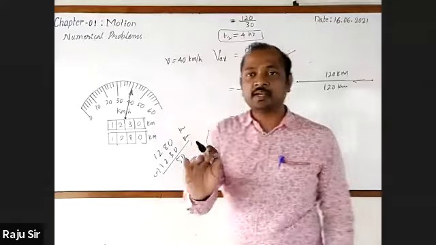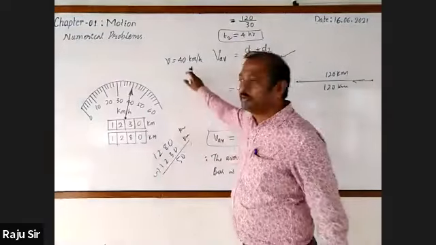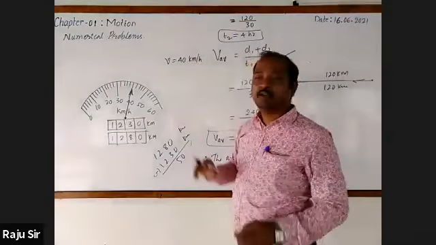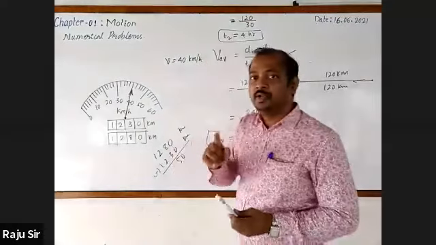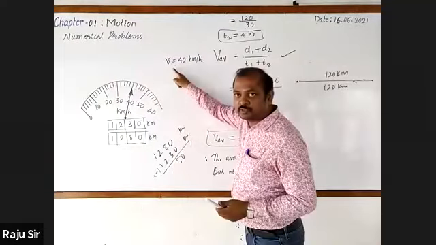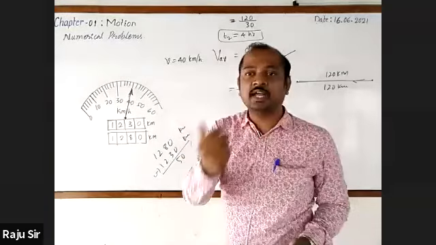You have covered a distance of 50 kilometers with a speed of 40 kilometers per hour. Now the question is, as you have moved with this speed and covered this much distance, how much time have you taken? 5 by 4 hours. 0.8. 5 by 4 power. Very good.